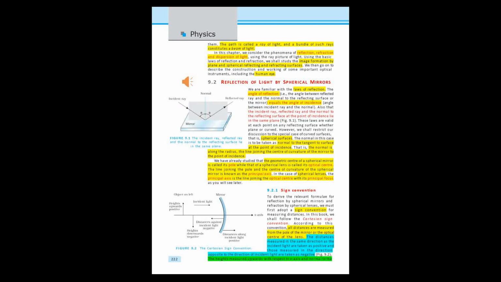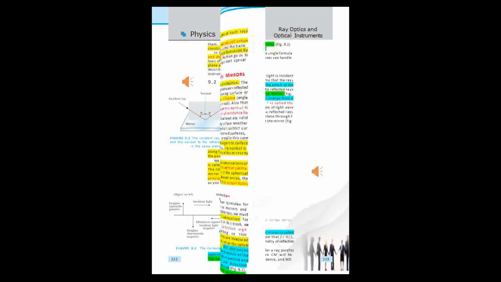The heights measured upwards with respect to x-axis and normal to the principal axis, x-axis, of the mirror or lens are taken as positive, figure 9.2. The heights measured downwards are taken as negative. With a common accepted convention, it turns out that a single formula for spherical mirrors and a single formula for spherical lenses can handle all different cases.